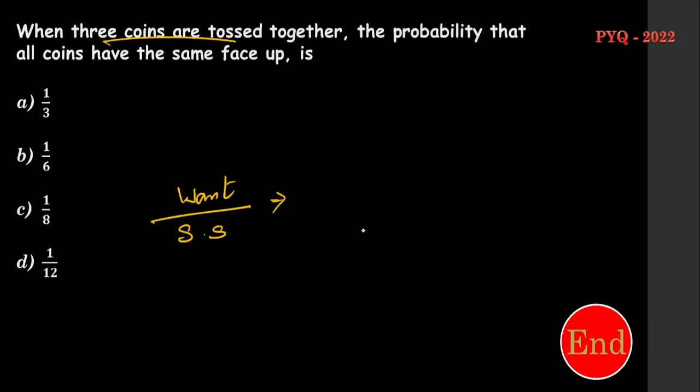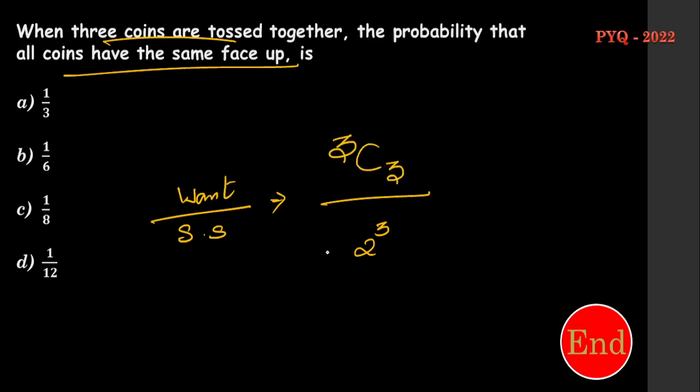Correct? So the sample space, we can write this as a shortcut. That is, 1 coin has 2 outcomes. 3 coins means 2 power 3. Probability that all the coins have the same face up. Okay, so same face means totally we have 3 coins. I need to get all 3 coins with the same face. 3C3. That's it. 3C3 is 1. Okay, 2 power 3 is 8. 1 by 8 is the answer.